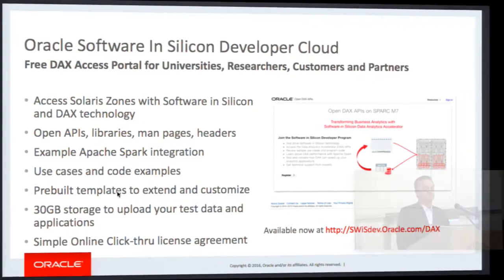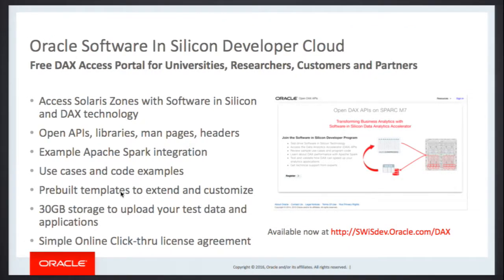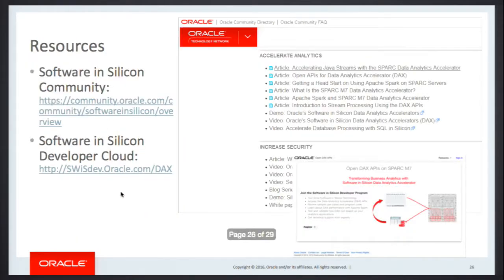So this is all available in the Silicon Developer Cloud. It's available to universities, researchers, customers, partners. You basically sign up. There's a click-through license agreement. Access is through Solaris and Solaris zones. There's APIs, there's use cases, there's code examples, there's pre-built templates. It's a way of trying out and experimenting with your own applications and exploiting the capability we have there. And lastly, there are some more resources here.